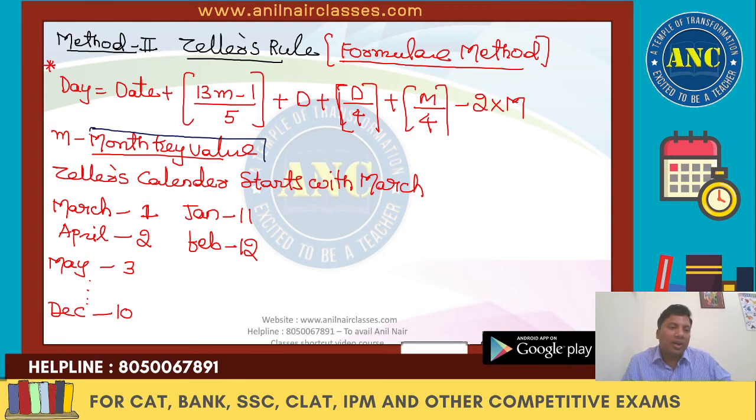March month key value, it will be 1. April month key value, it will be 2. May month key value, it will be 3. February month key value, it will be 12.